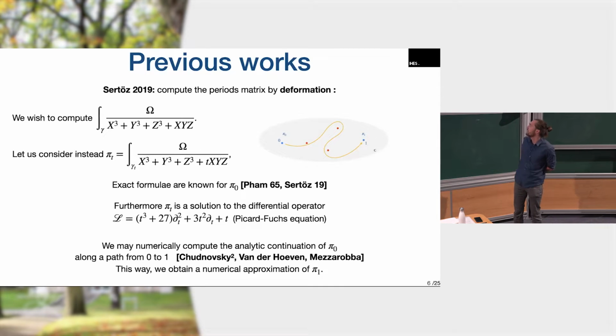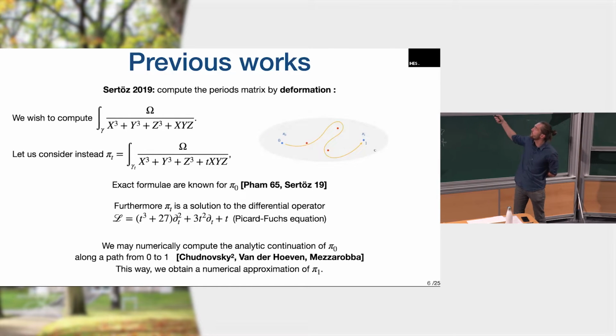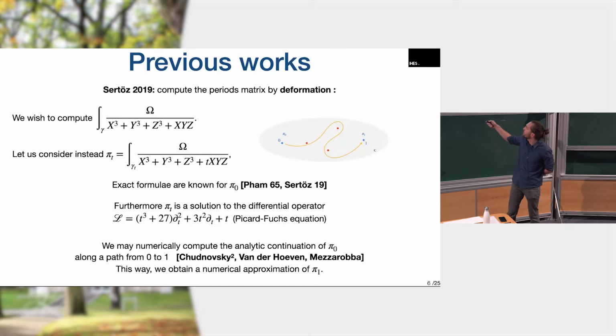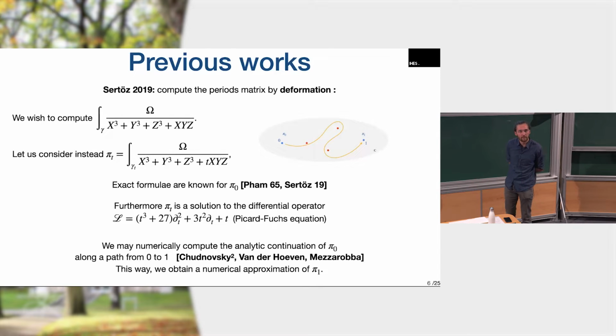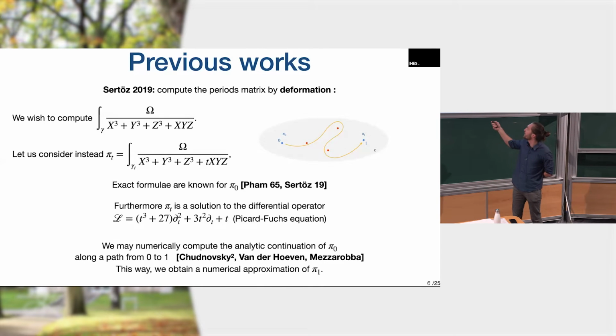I will illustrate it on this example. Let's say we wish to compute this integral here for some given cycle gamma, and we consider this rational function here. To compute this, instead of directly considering just this number, we introduce some parameter, which turns this integral into some parameterized integral. So we add just some t in front of the last monomial here.